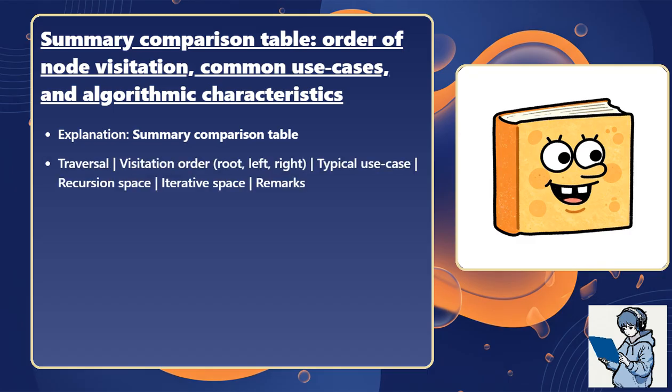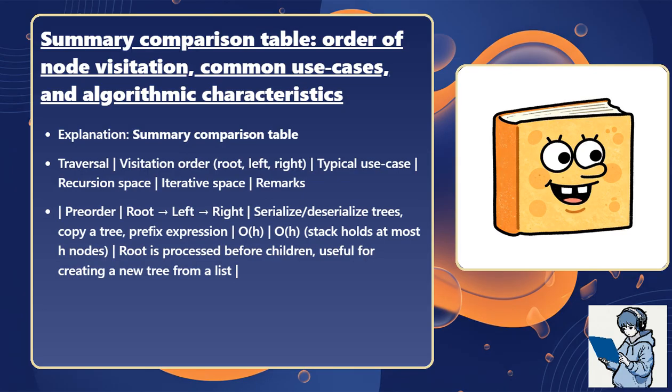Columns: traversal, visitation order (root, left, right), typical use case, recursion space, iterative space, remarks. Preorder: root, then left, then right. Typical use cases: serialize or deserialize trees, copy a tree, prefix expression. Recursion space O(H), iterative space O(H), stack holds at most H nodes. Remarks: root is processed before children, useful for creating a new tree from a list.